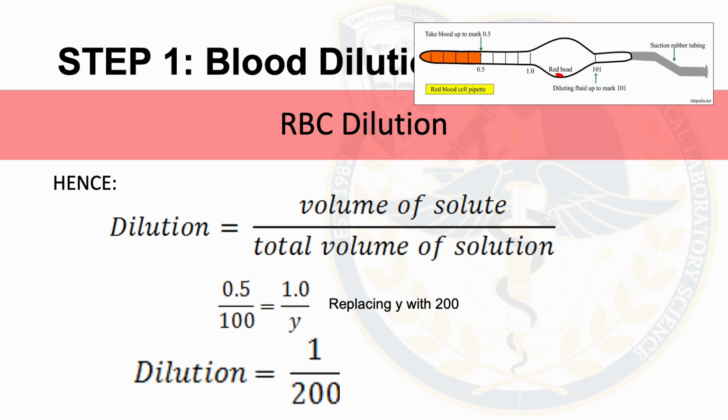Okay, so it's the same thing, guys. You just have to follow the formula for dilution. Since the volume of your solute is 0.5, and your total volume of the solution is 100, then get the whole number of this one. You just have to divide both sides by 0.5. And then if you divide both sides by 0.5, you can come up with a 1 is to 200.